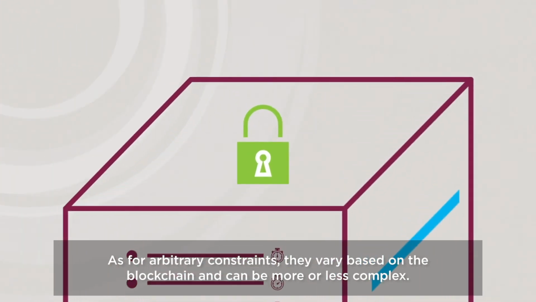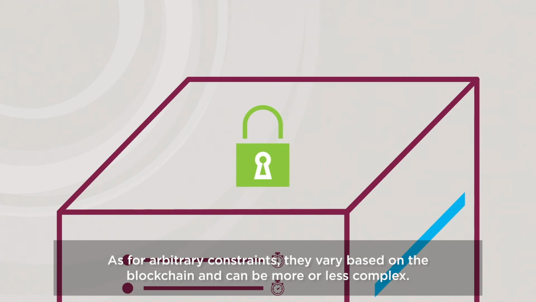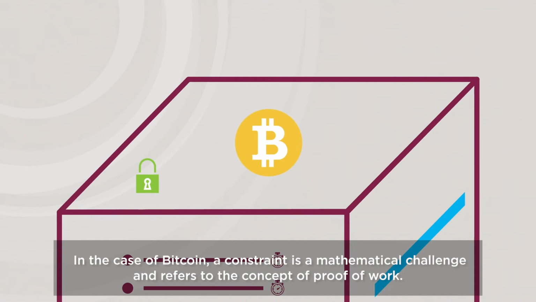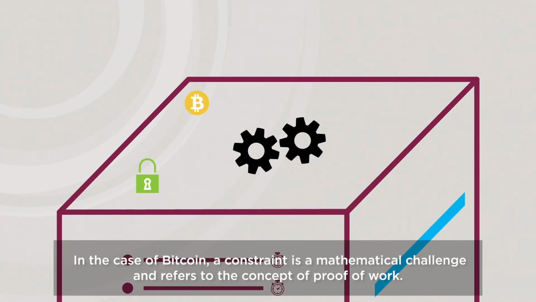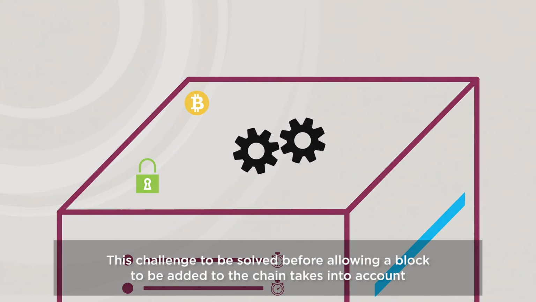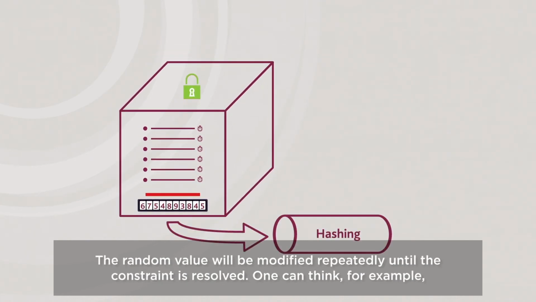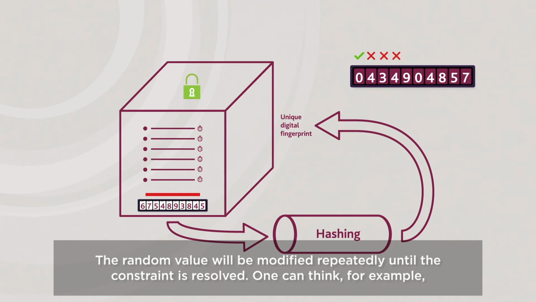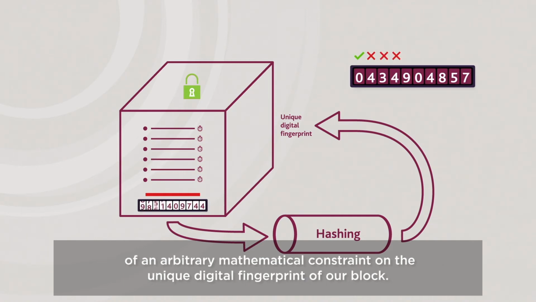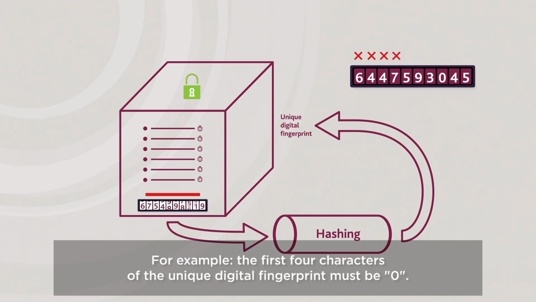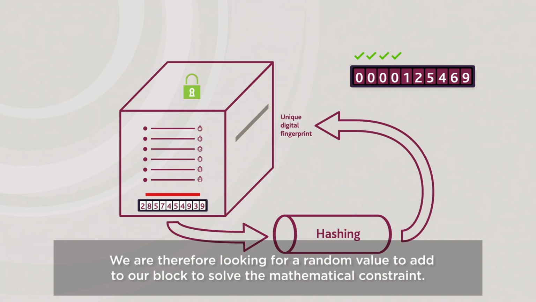As for arbitrary constraints, they vary based on the blockchain and can be more or less complex. In the case of Bitcoin, a constraint is a mathematical challenge and refers to the concept of proof of work. This challenge, to be solved before allowing a block to be added to the chain, takes into account the block itself and a more or less random value under a constraint. The random value will be modified repeatedly until the constraint is resolved. One can think, for example, of an arbitrary mathematical constraint on the unique digital fingerprint of our block. For example, the first 4 characters of the unique digital fingerprint must be 0. We are therefore looking for a random value to add to our block to solve the mathematical constraint.